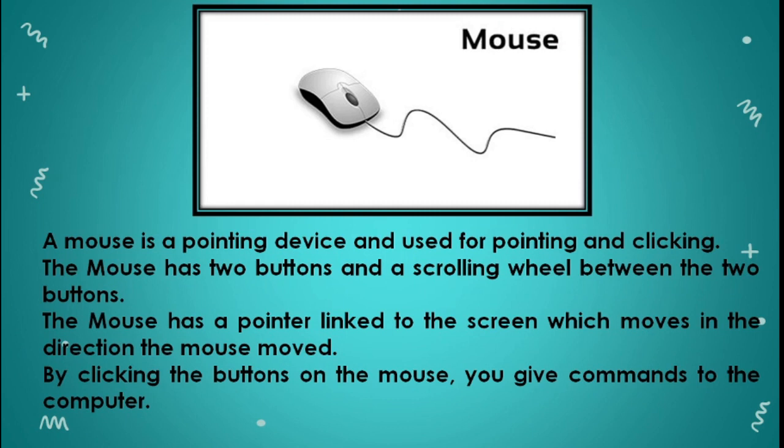Mouse. A mouse is a pointing device and used for pointing and clicking. The mouse has two buttons and a scrolling wheel between the two buttons. The mouse has a pointer linked to the screen which moves in the direction the mouse moves. By clicking the buttons on the mouse, you give commands to the computer.